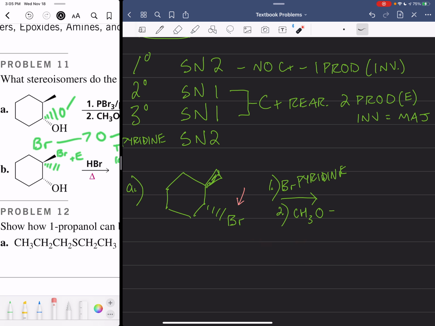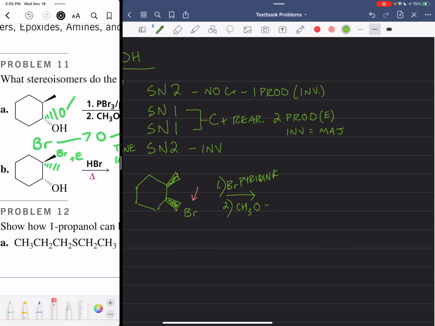However, because this is substitution, bromine is coming in from the opposite direction. Remember, we're going to get, for an SN2, one product inverted. So this bromine is actually going to be on a full wedge. But now the nucleophile comes in, okay? Now we have a secondary alkyl halide.